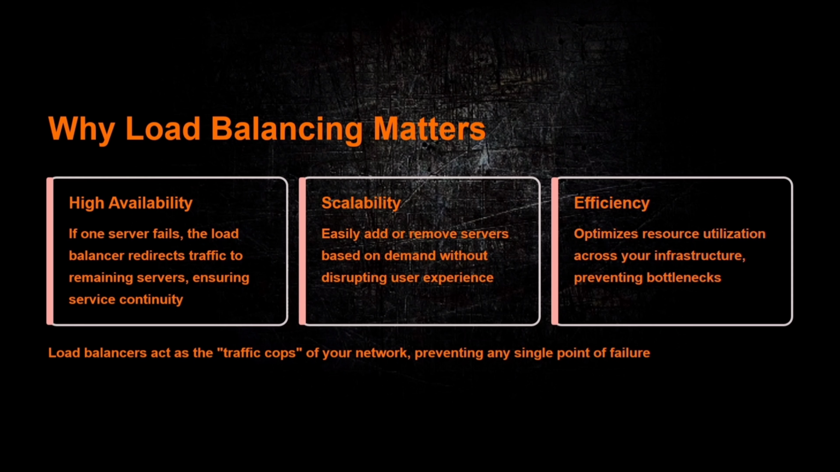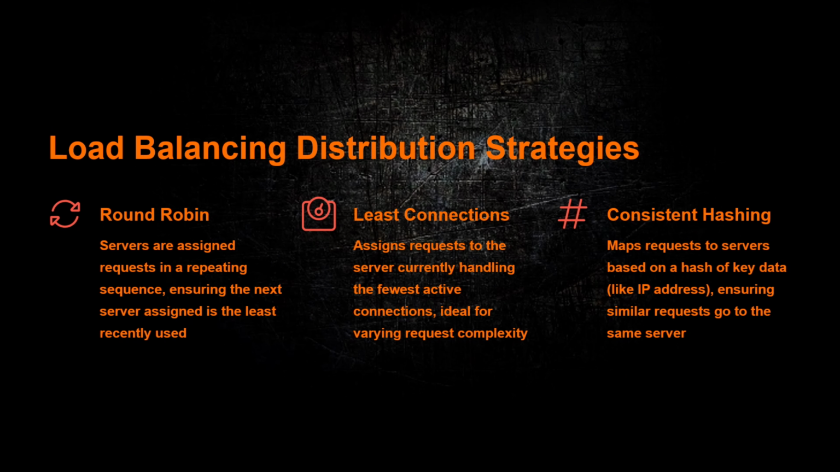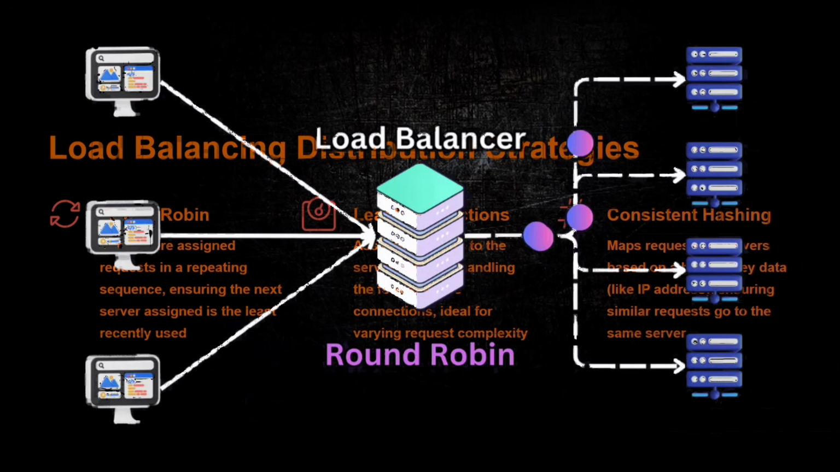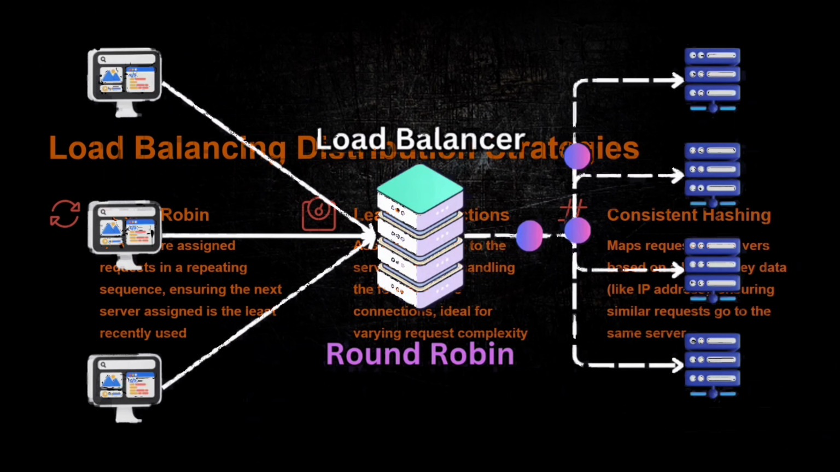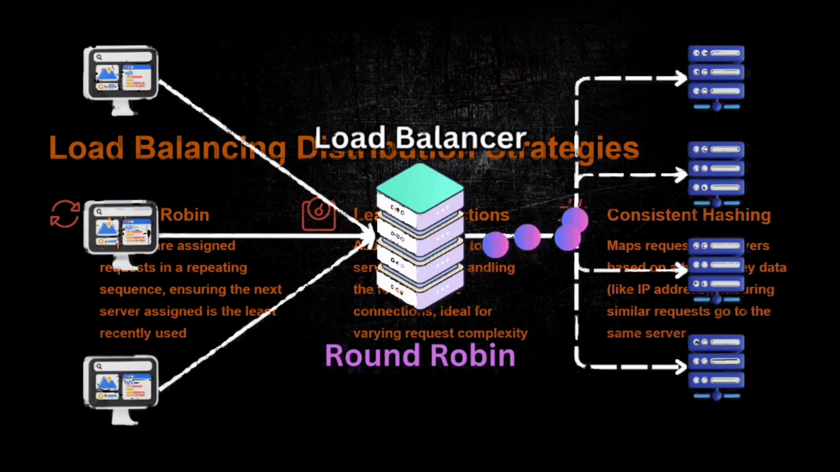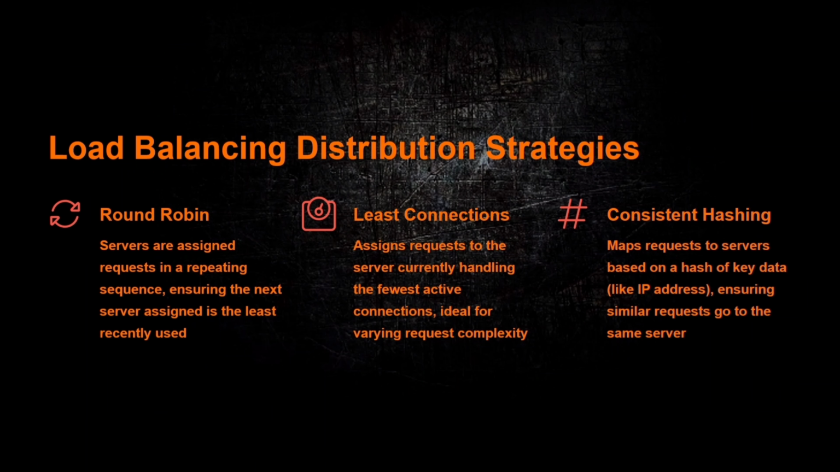Alright, now that you understand why load balancing matters, let's talk about how it works behind the scenes, specifically the strategies used to distribute traffic. First one is round robin. This one is super common. Round robin sends incoming requests to each server in order, one after the other, like dealing out cards in a game. It ensures all servers get a turn, which helps evenly spread the load. Simple but effective when your servers are all equally capable.